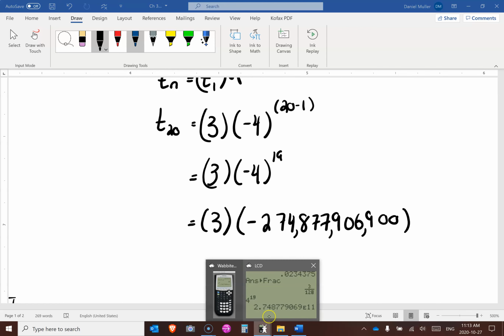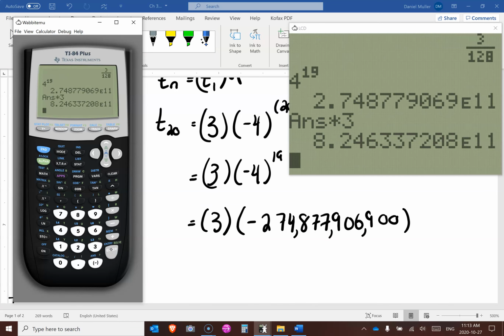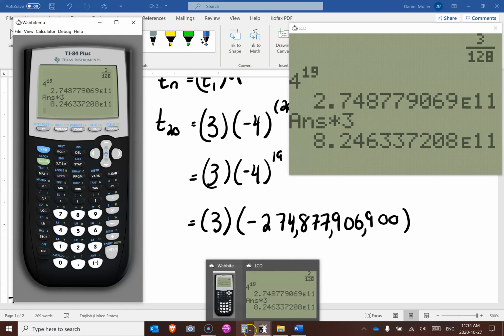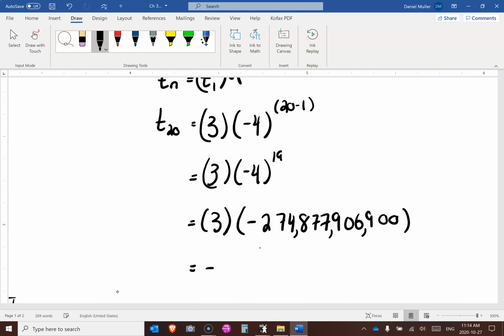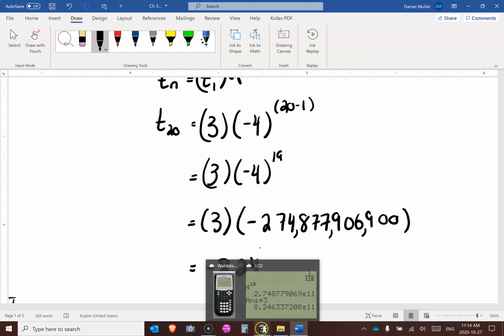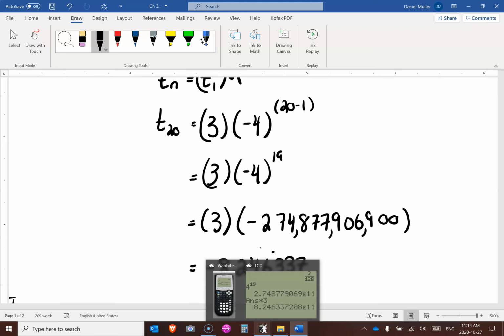Okay, so go back to here. Take that number, times it by 3. So 8.24, but then we got to move it over 11 times. So let's do that now. 8 and it's negative. 8, 2, 4, 6, 3, 3, 7. If I'm reading this right, I'll double check after. 6, 3, 3, 7, 208.